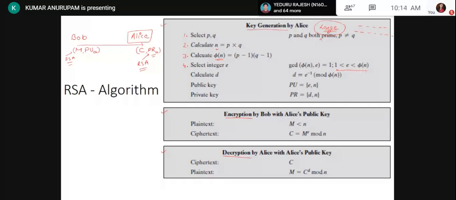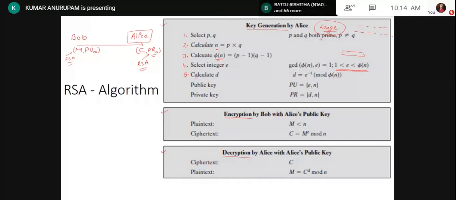Mathematically it can be told in a different way, but I'm not going to, because to explain it I would have to talk in terms of the range of the ring. So here we are not going into detail of that, but simply you should understand that E should lie between 1 to phi of n, and also the GCD of phi n and E must be equal to 1. So this is the fourth step. Let's come to the fifth step.